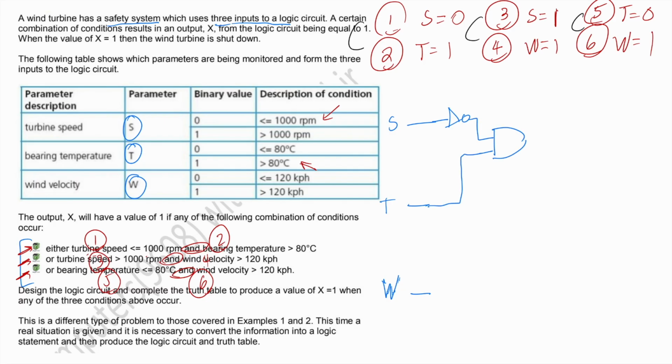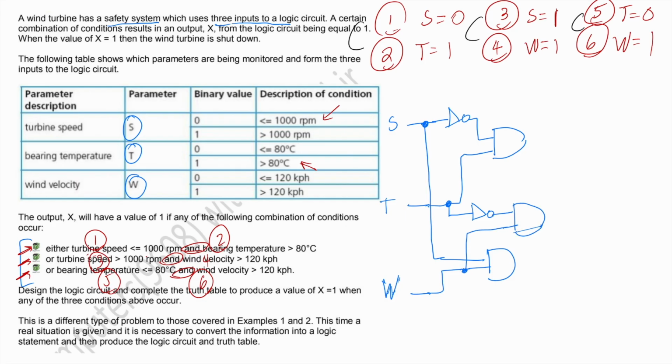And then we have S equals 1 and W equals 1. So we can go ahead and just draw a wire from there to W. And we have another AND gate. And then lastly, we have T equals 0 and W equals 1. So what I'm going to do is draw a wire from there with a NOT gate. And we're going to draw a wire from W. And then we're going to have another AND gate right there.